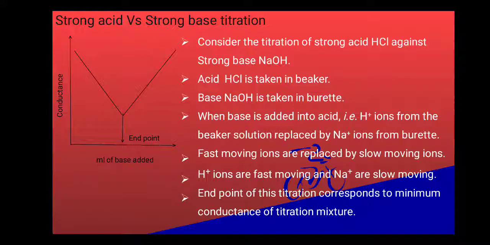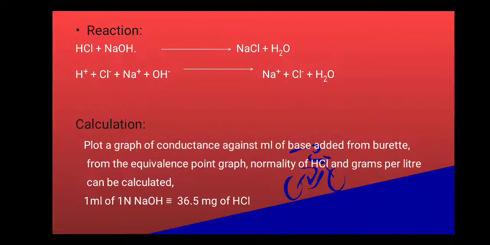But when it starts increasing, that point is called the endpoint. After the endpoint, only salt solution is present, and when salt solution is present, conductance starts increasing. The nature of the graph for this titration is shown here. How does this reaction take place? HCl plus NaOH forms NaCl and H2O. In ionic form, H plus Cl minus plus Na plus OH minus forms Na plus Cl minus and H2O.